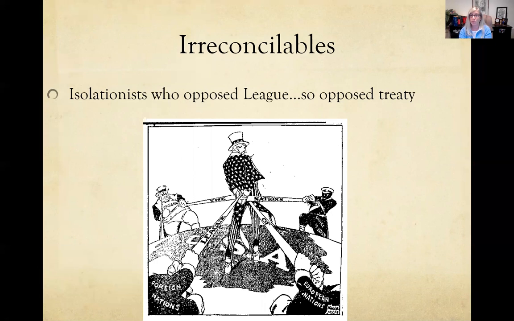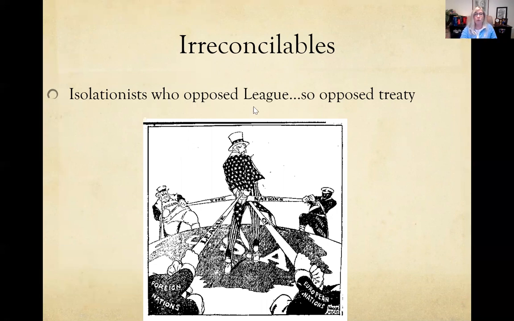These are irreconcilables. These are people who say that the League of Nations is going to bind the United States into a foreign alliance. Now, go all the way back to George Washington and his farewell address. Didn't he warn the United States not to tie itself to a binding alliance with another country because it could force the United States to go to war and send American soldiers into a conflict that is about an issue that has no relevance to the United States whatsoever, okay?